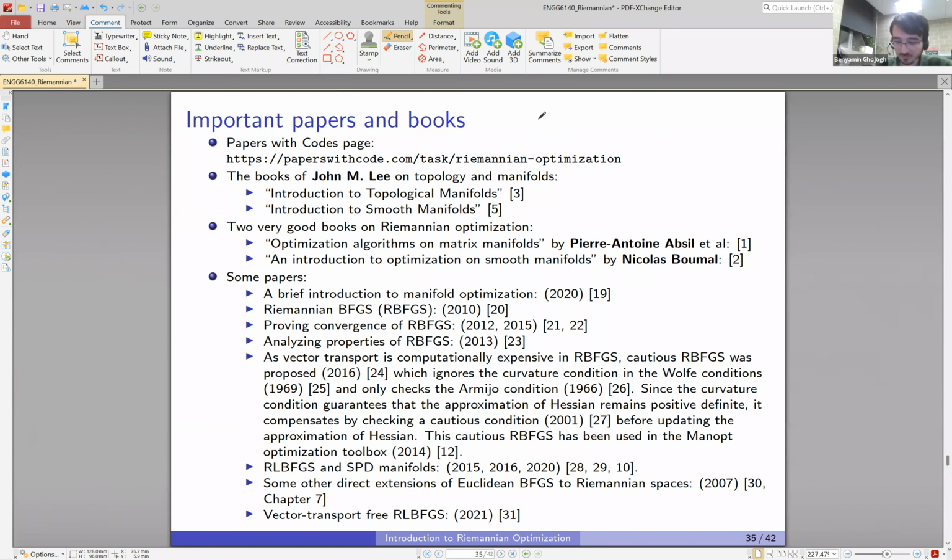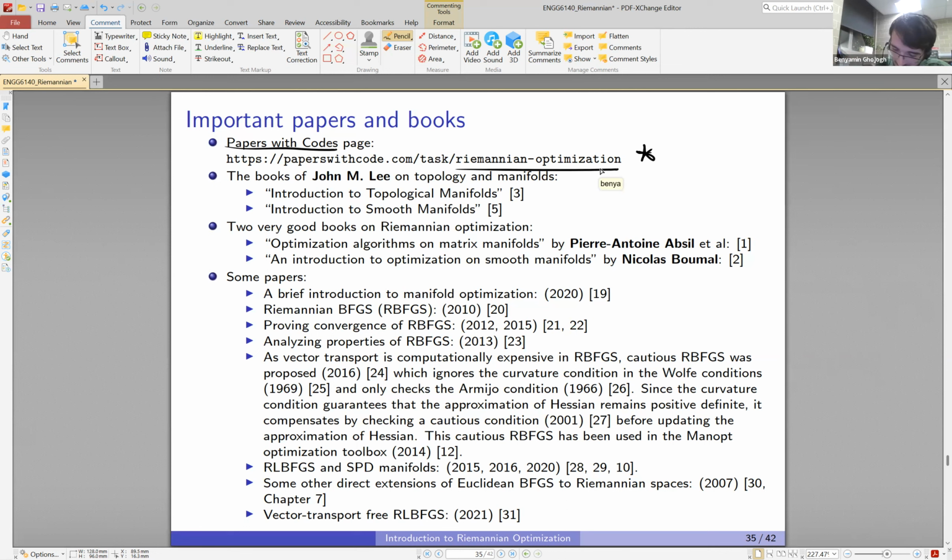Now, some important papers and books in this area. First off, there is a page in Papers with Codes. It's a website which lists many of the papers, categorizes them, and it shows their GitHub pages too, right? They didn't have any page for Riemannian optimization. I actually made that for them. And I added some of the Riemannian optimization papers to that. And then afterwards, many Riemannian papers were automatically added to that category. And because of these contributions, they gave me their first contribution award. And I have their award in my house.